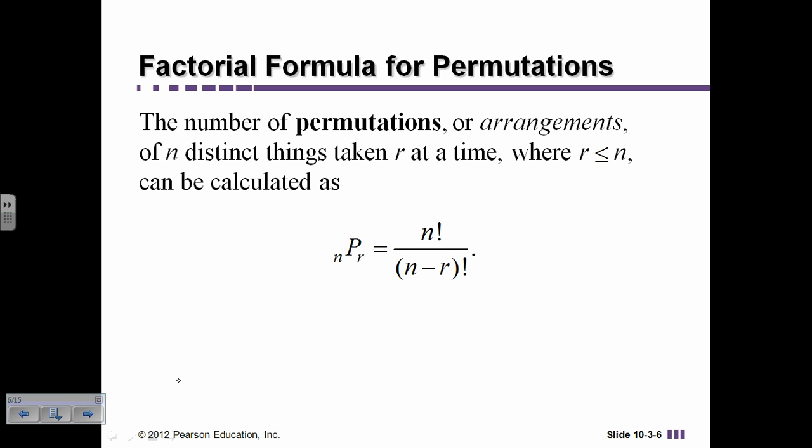So we have a formula for permutations that involves factorial, which we learned, and the number of permutations, or the number of arrangements of n distinct things taken r at a time, and we're always assuming that r is less than n because we can't take more than we've got, is calculated by doing n factorial divided by n minus r factorial.